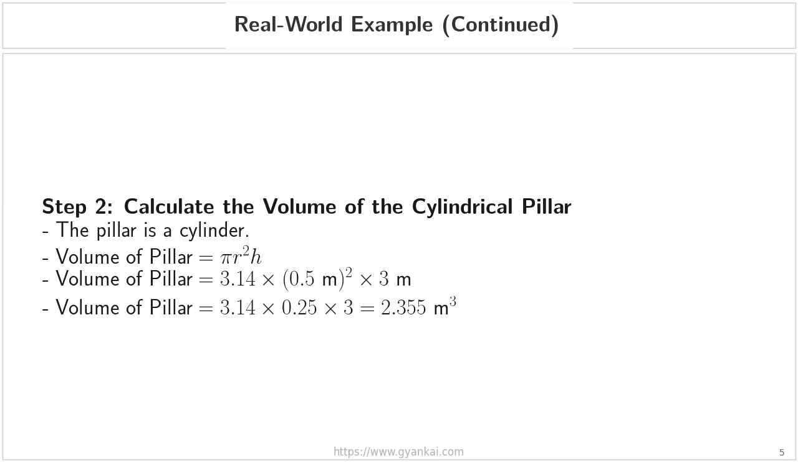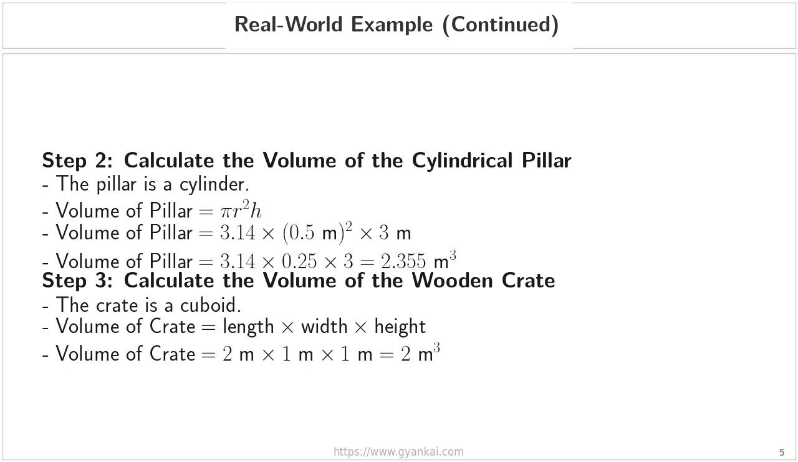Plugging in our values, we have pi, which we are using as 3.14, times the radius of 0.5 meters squared, multiplied by the height of 3 meters. First, we square the radius, which gives us 0.25. Then, multiplying 3.14 by 0.25, and then by 3, we get a volume of 2.355 cubic meters for the pillar.